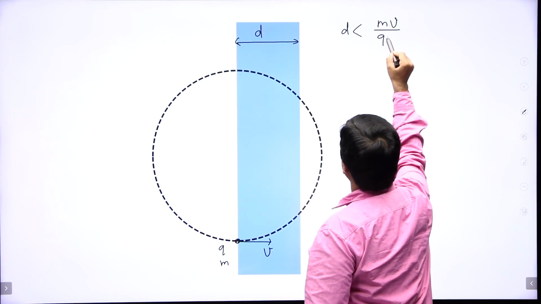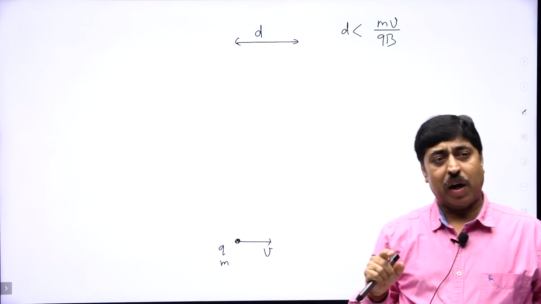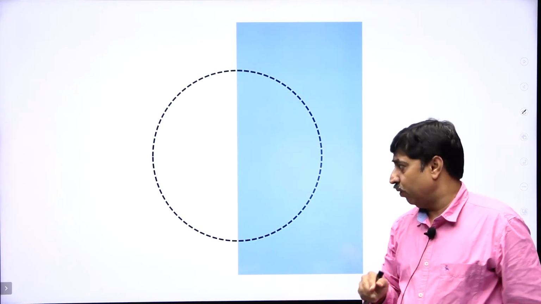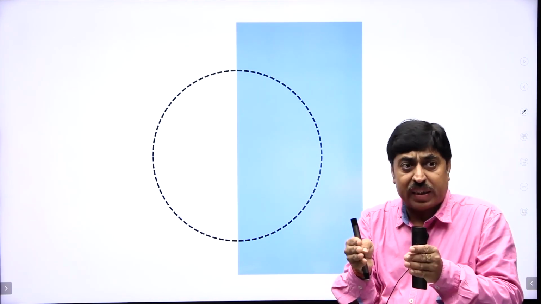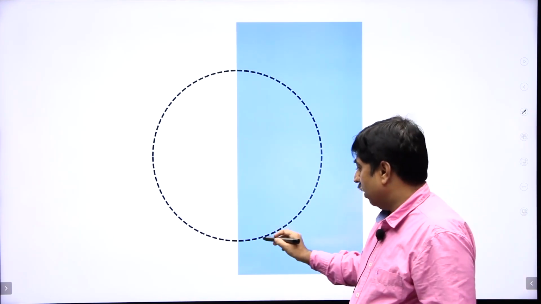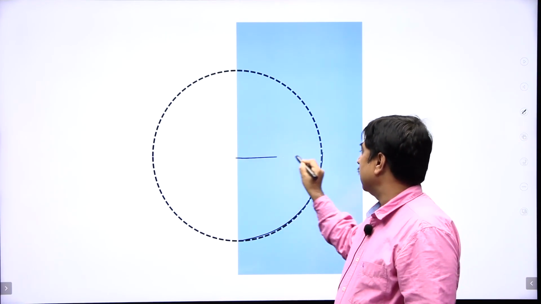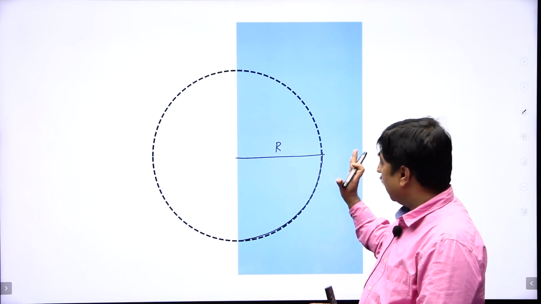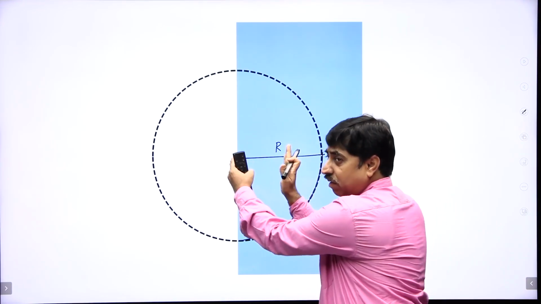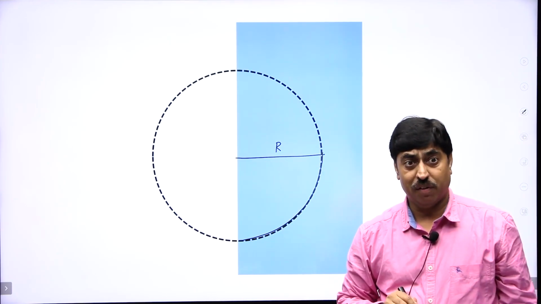What is mv by qB? mv by qB is the radius of the circular path on which this particle is going to move. So, if the width of the magnetic field region is less than the radius, what does it mean? It simply means that the particle is never going to reach this point, because this is the radius. So, if the magnetic field exists in a region that is narrower than this radius, then obviously the particle is never going to reach this point, isn't it?